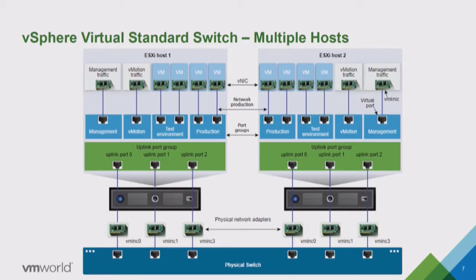So that is the boundary. The boundary is the host. So if we have two hosts, we have two virtual standard switches, which is in a way a challenge when you have more than 2, 3 hosts. Okay? So remember, the boundary of the virtual standard switch is the host itself. The VMNICs are the physical uplinks to the physical switch.